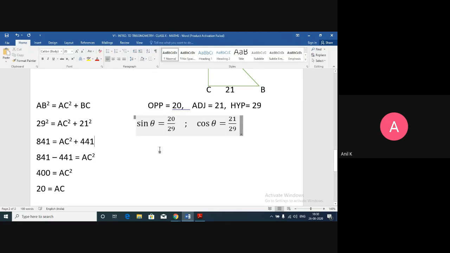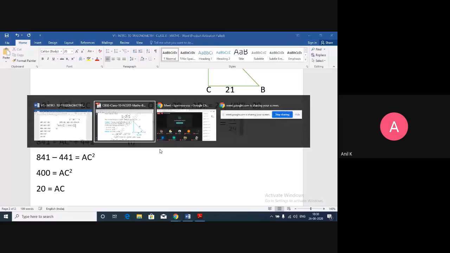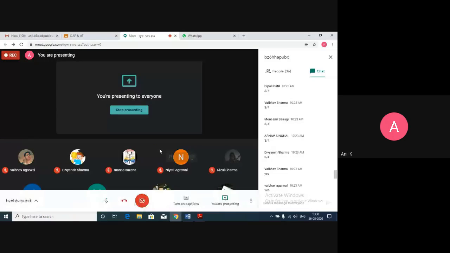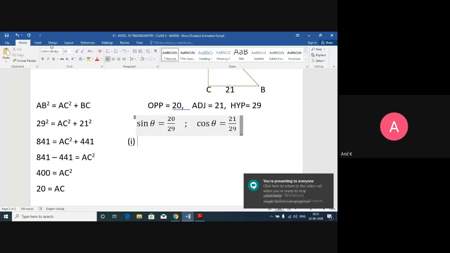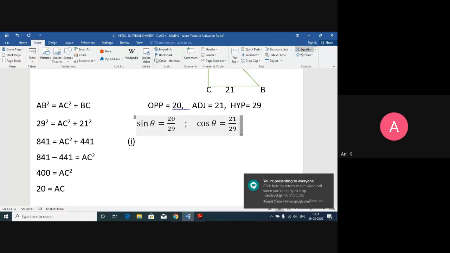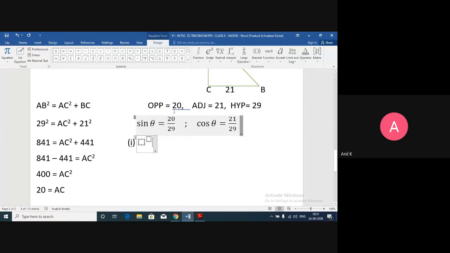Now the first question they have given, let me put the first question here. It is sine square theta plus cos square theta. Let me insert sine square theta plus cos square theta. What do you mean by sine square theta? We studied only sine theta, but sine square theta is nothing but sine theta whole square.